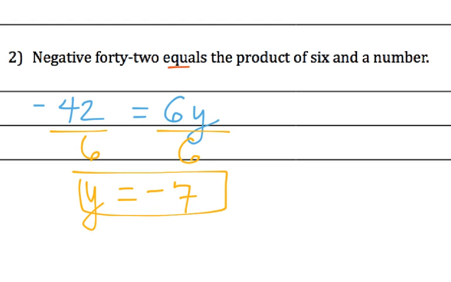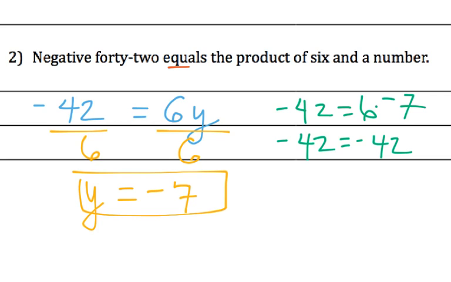When we do the check, negative 14 is not what I just wrote. Negative 42 is equal to 6 times negative 7. Negative 42 is equal to, well, 6 times 7 is 42, and a positive times a negative is negative. We're accurate.